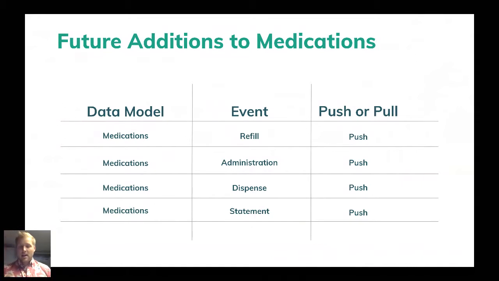Dispense events go with that refill event. So that's tracking when you actually are given the medication from the pharmacy. In some cases, it might be you're at your local corner store pharmacy and they picked this up. Or it could be in a very acute setting where somebody's pulling something from the ADS cabinet and giving it to you.